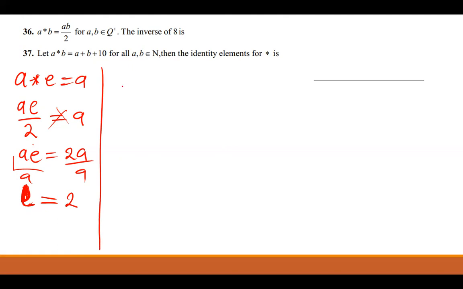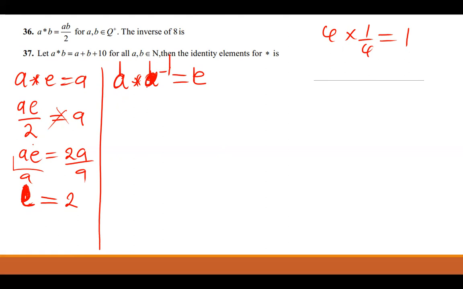Remember what I said about the inverse? When you find the operation between any element A and its inverse, the answer is always supposed to be E. So when you multiply 4 times 1 over 4, which is its inverse, the answer is the identity element, which is 1. This is what this means.